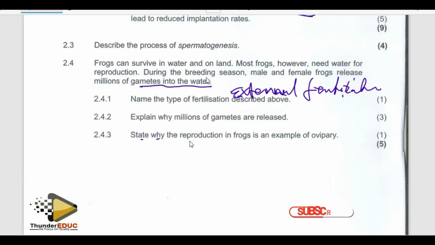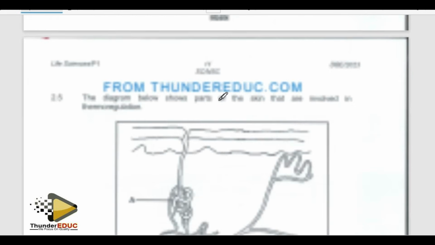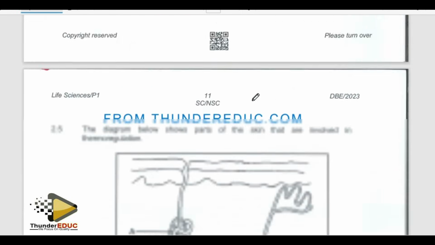State why reproduction in frogs is an example of oviparous reproduction. What is oviparous? Yes, oviparous means that the development of the embryo is outside the female's body. So it is classified as oviparous. Why? Because the development of the embryo is outside. It's not about fertilization being outside. But definitely, if fertilization is outside, do you expect the egg to go back inside the female's body? No. So the development of the embryo occurs outside the female's body. Next question. So those marks must be obtained.